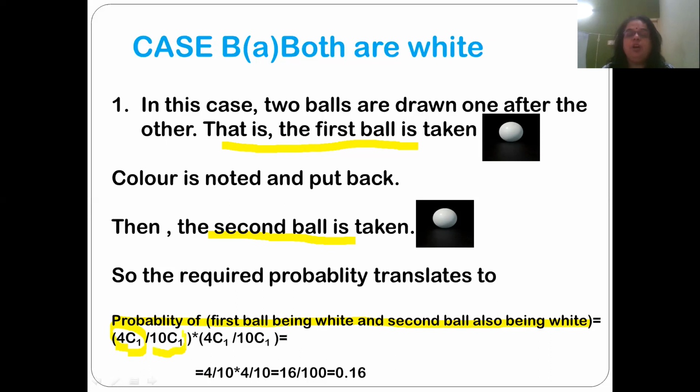10C1 is the total number of cases. Why are we not using 10C2? Because here we are choosing only one ball. In the previous case, we were choosing 2 balls, that's why we were putting 10C2. Now we are choosing only one ball and noting down the color. Therefore, it is equivalent to 4C1 by 10C1 into 4C1 by 10C1, that is 4 by 10 into 4 by 10, which is 16 by 100, that is 0.16.